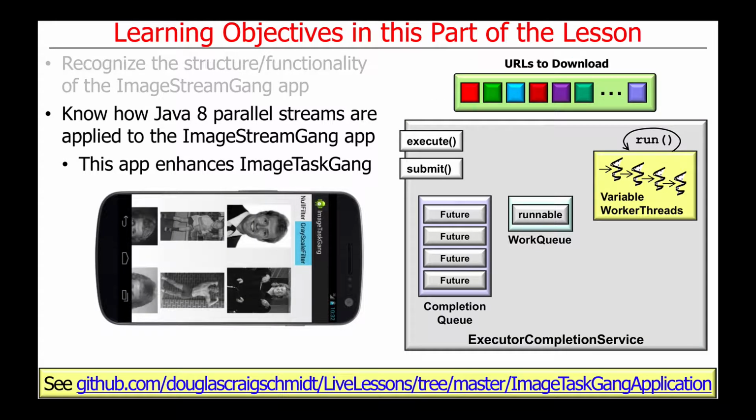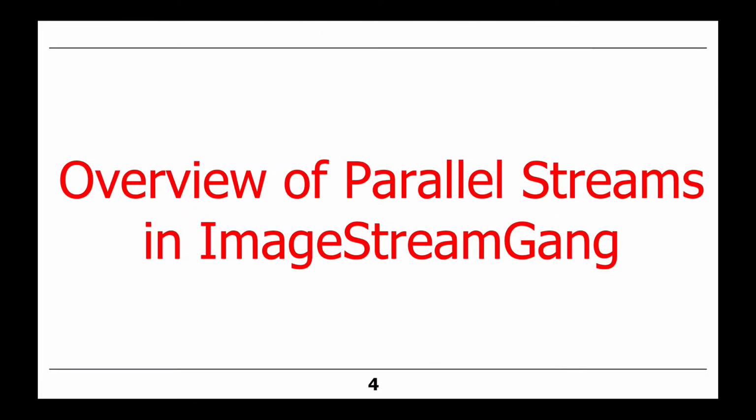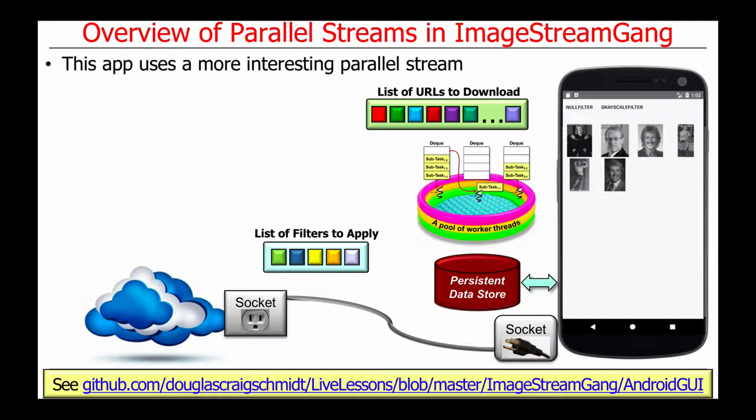This app enhances an earlier implementation called the ImageTaskGang, which you can also download at my website. The ImageTaskGang implementation used various Java executor framework features, such as the executor completion service and the executor service, in order to do pretty much the same thing we'll be talking about here. The new app, however, is much more interesting because it applies Java 8 features, functional programming features, and streams to do everything in parallel. Let's start by talking about what this app does.